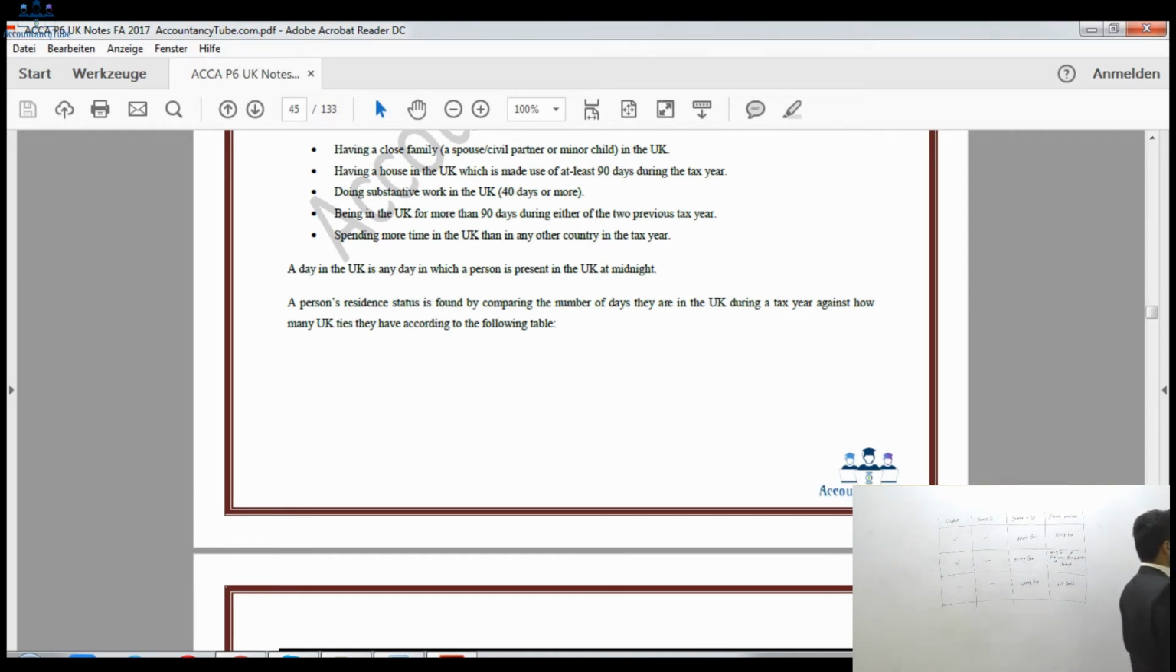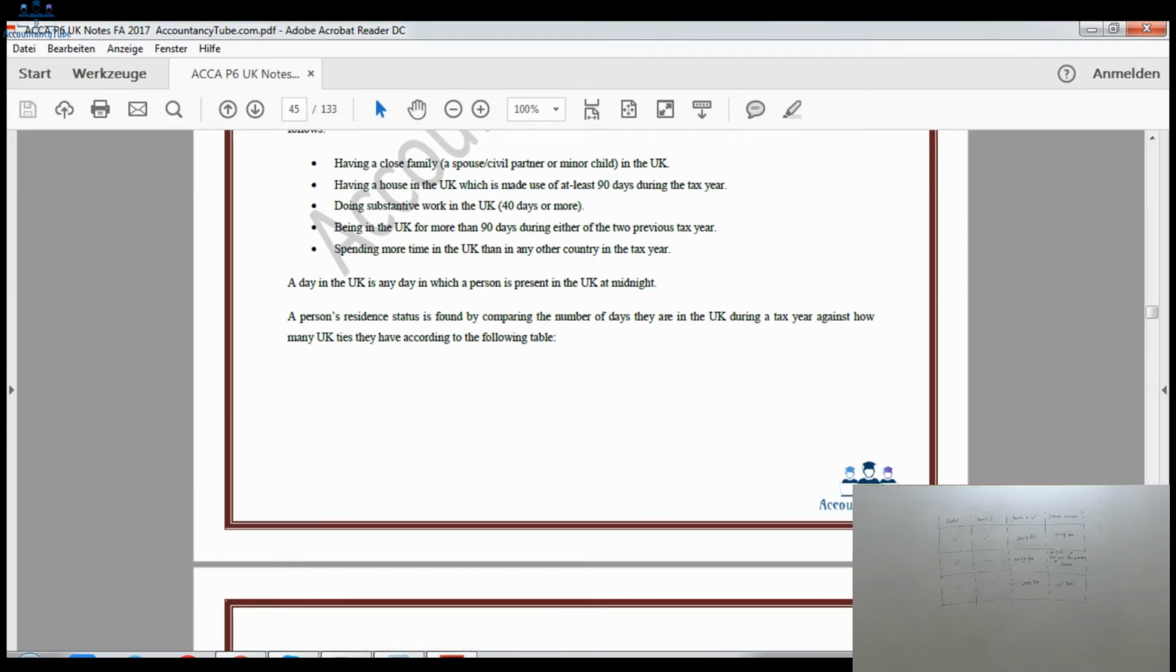So someone who is present at 12 a.m. will be considered 1 day. Right? So if you arrive in the UK after 12 a.m. and leave before 12 a.m. next day, you will be considered you haven't even visited the UK.